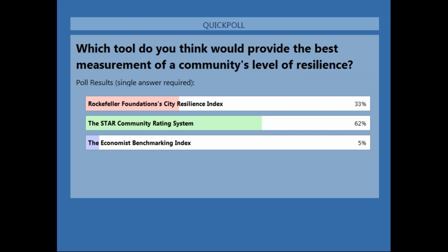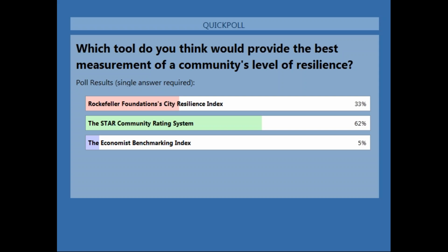And Linda, looks like 62% of our audience believes that the STAR community rating system would be the best tool to measure. 33% the Rockefeller Foundation City Resilience Index, and 5% believe the Economist Benchmarking Index. And I would agree there with the STAR community rating, seeing there were 2 cities in the Illinois area that I could relate to. So I would agree with this.